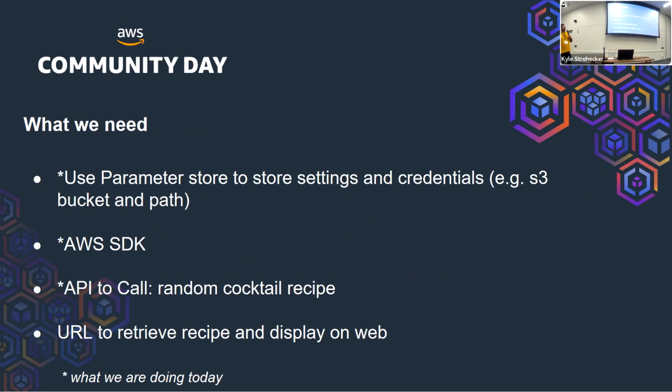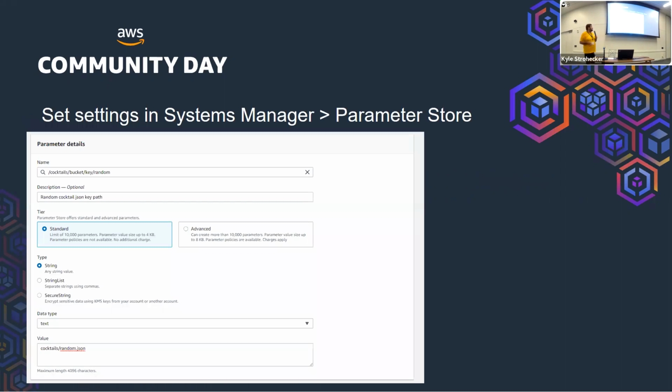We're going to use the parameter store in Amazon to store settings like the S3 bucket. In the path, we're going to store the JSON file. We're going to use the SDK and the software, and we're also going to make that random API call. And then this URL is a project for another day. You'd probably use like Vue or Node.js or maybe something simple with jQuery to just get that JSON file later and display it on the web. But we'll save that for another time.